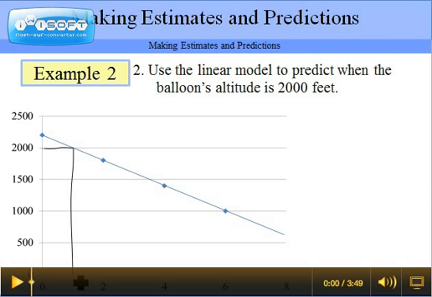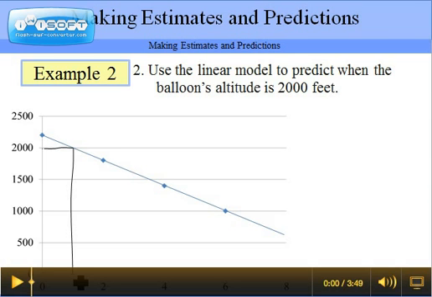Again, we verify our work by checking that our result is consistent with the value shown in the table. Since at 0 minutes the altitude is 2200 feet, and at 2 minutes the altitude is 1800 feet, it makes sense that at 1 minute the altitude would be 2000 feet.